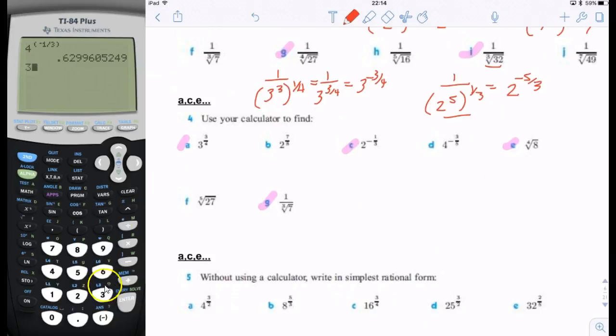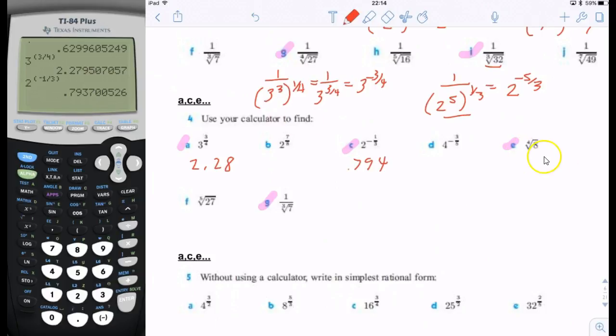Use your calculator to find 3 to the 3/4. So let me do that. 3 to the, I'm going to put in parentheses, 3 divided by 4. And I'll get 2.28. We should always put at least 3 significant figures. C, 2 to the negative 1/3. So that would be 2 to the negative 1/3. Should be 0.794.